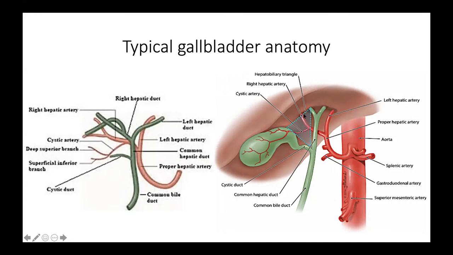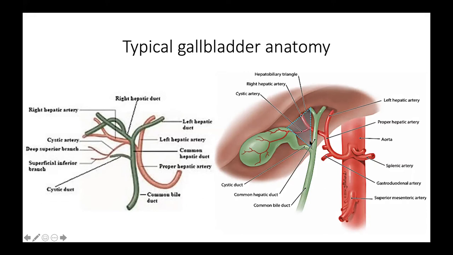Now, you can see the triangle, which is bordered with the blue dots. I just want to focus quite briefly on this triangle. This is the hepatocystic triangle, and essentially the borders are the inferior margin of the liver, the cystic duct, and medially the common hepatic duct.